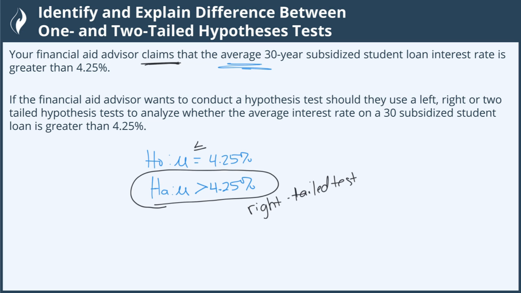This is a really good problem to do in practice. But this is just determining where the rejection region is and where the area is located in the right tail. So this is a right-tailed test based on the fact that the alternative hypothesis has a greater than sign, which points to the right.